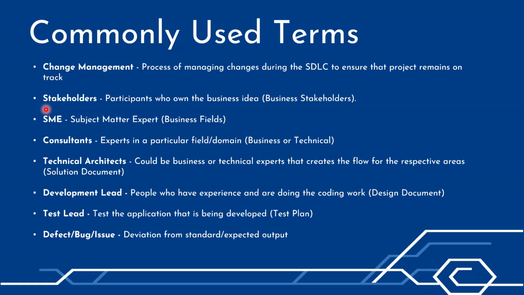So, first is stakeholder. Who is a stakeholder? Stakeholder is basically a person who is impacted by the change. You can also say stakeholders are the people or group of people who own the business idea or who are actually paying you to implement the idea. Or in simple terms, we say stakeholders as client only.